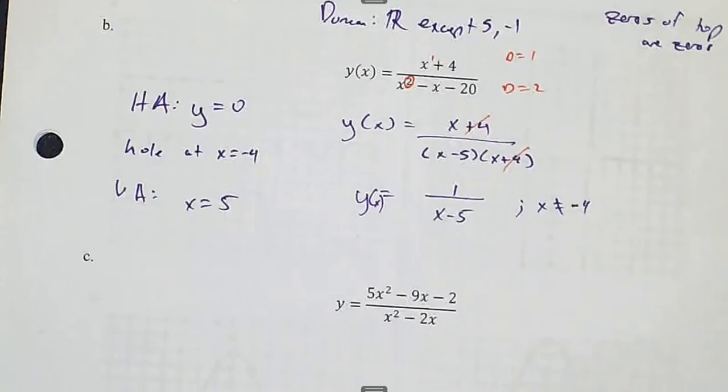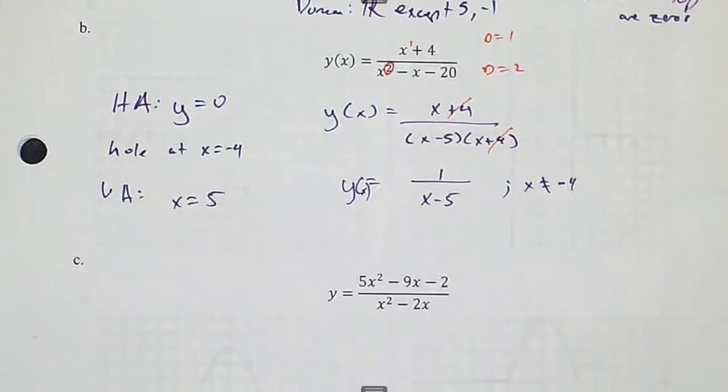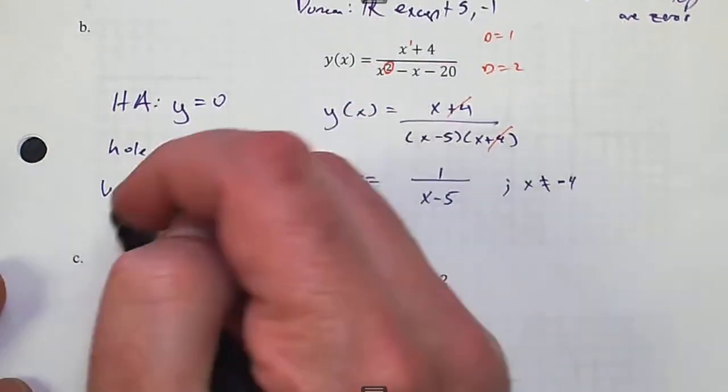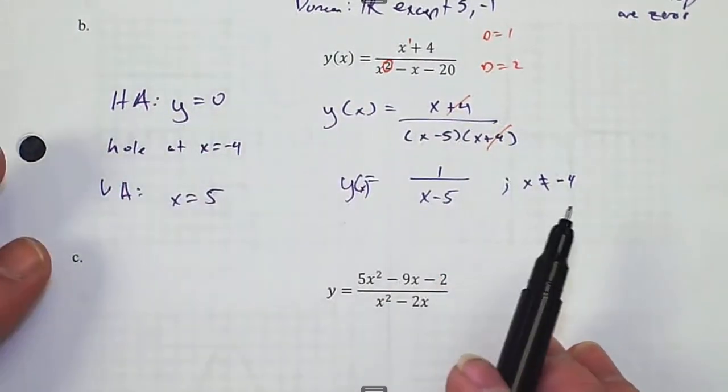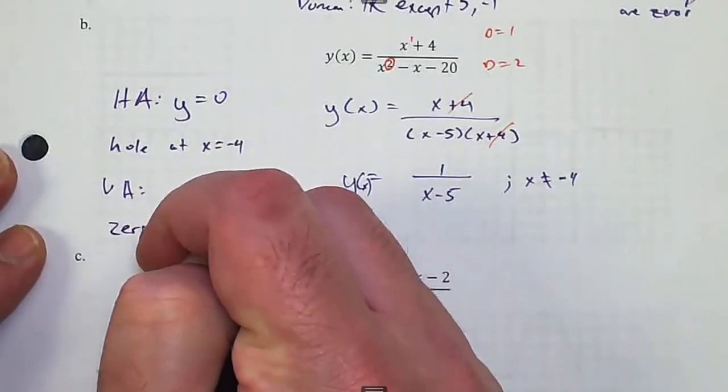We've identified the vertical asymptote at 5. It's not a vertical asymptote at negative 4 because we canceled that. And also because we canceled the x plus 4, there's actually no zeros. Remember, the only way a fraction can equal 0 is if the top equals 0, and there's no x up there to make that happen.